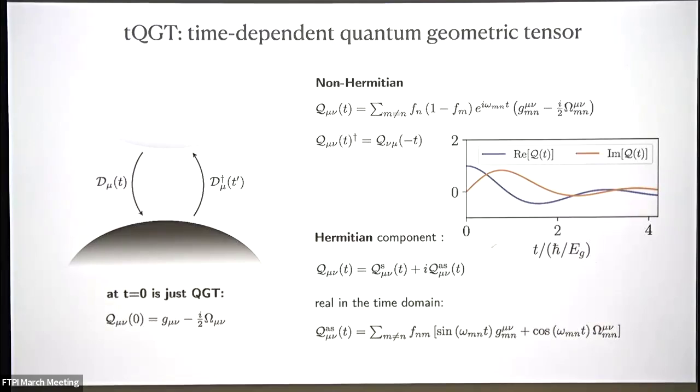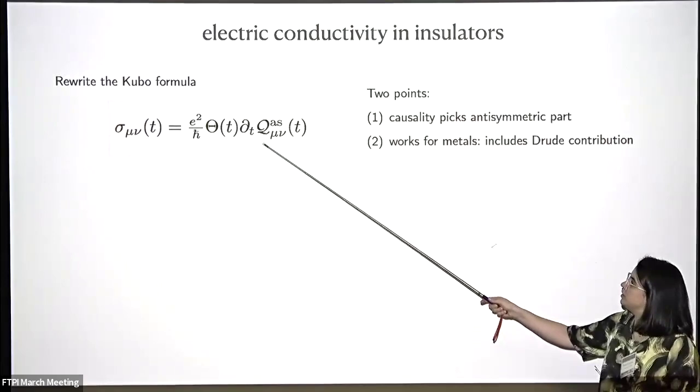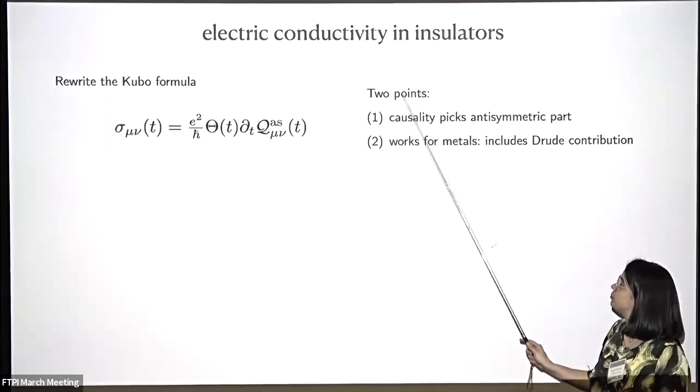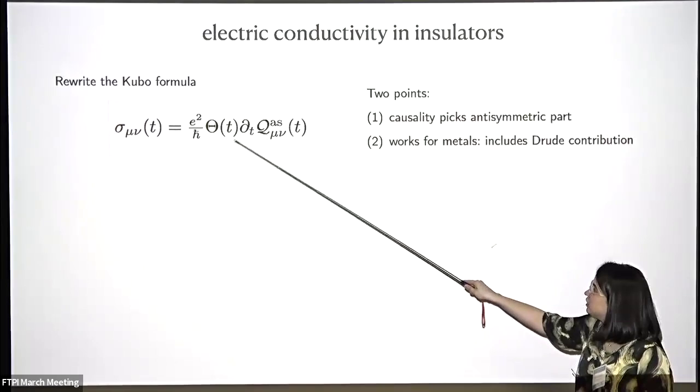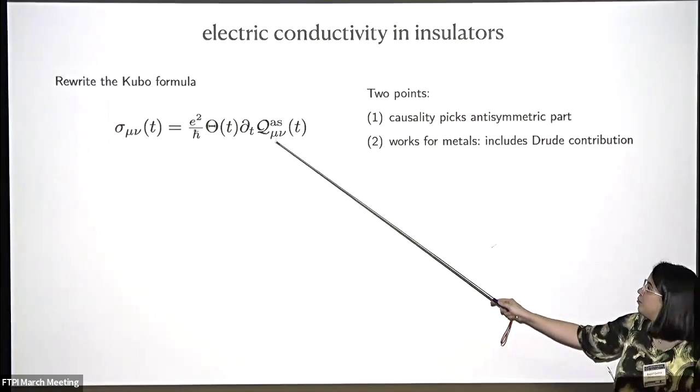So this is the punchline. The Kubo formula can be written like this. So this is exactly the Kubo formula. Because of causality, it picks up the anti-symmetric part of this tensor. And it's just the time derivative. This is a theta function, so when time t is positive. And here we have the time derivative of the time-dependent quantum geometric tensor.